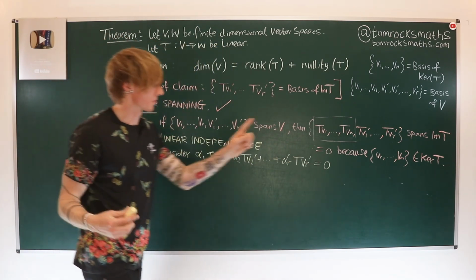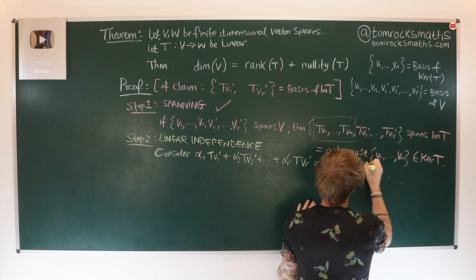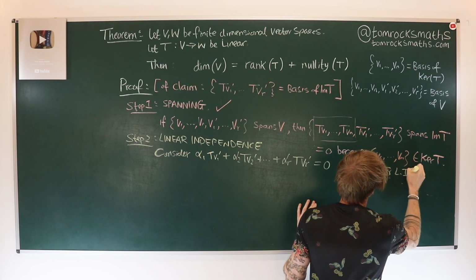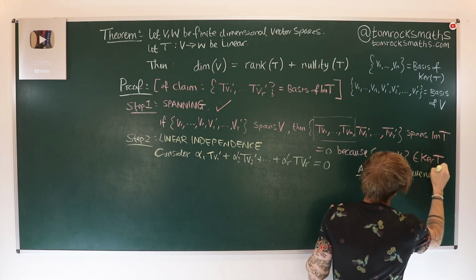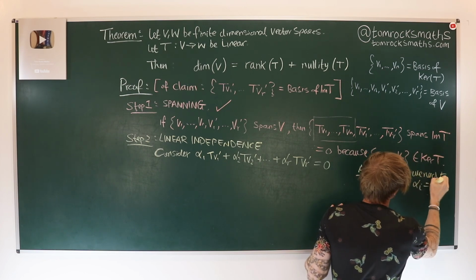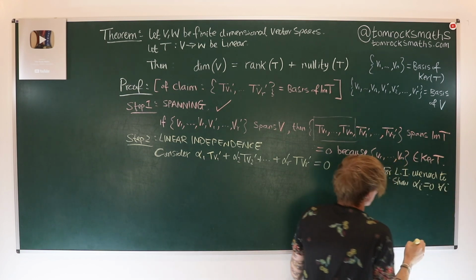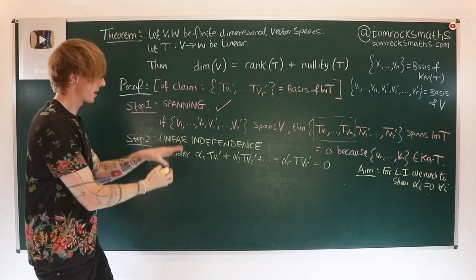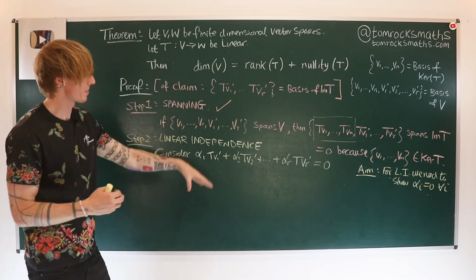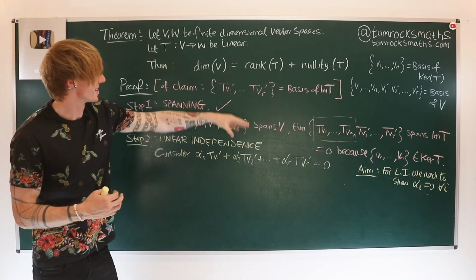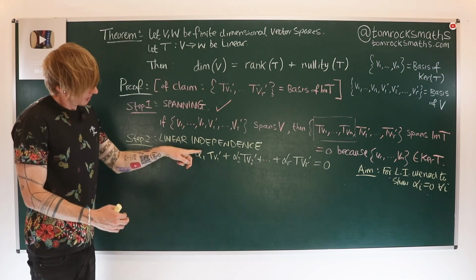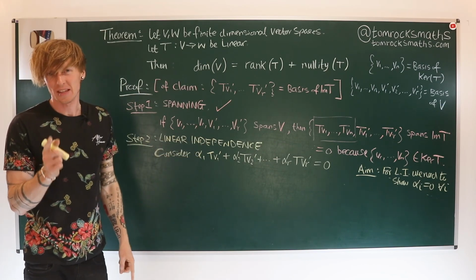Our aim here for linear independence is to show alpha i is 0 for all i. So all of the coefficients have to be 0. That's the only way to solve this particular equation. If we can show that, we have linear independence, therefore we have that this is indeed our basis, and therefore we have rank nullity. So we know that T is linear, so let's use that.